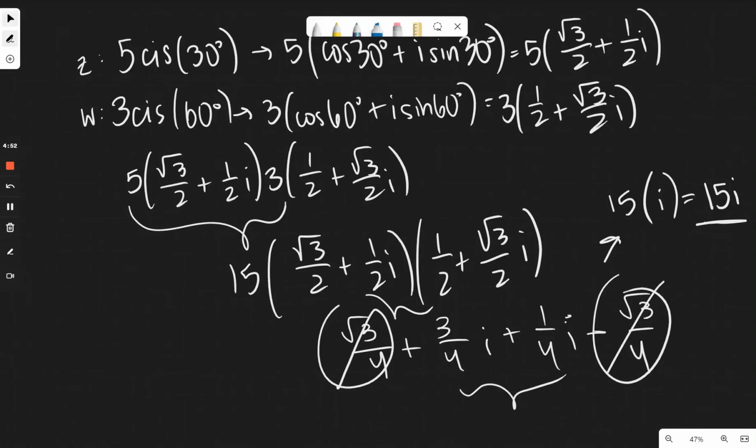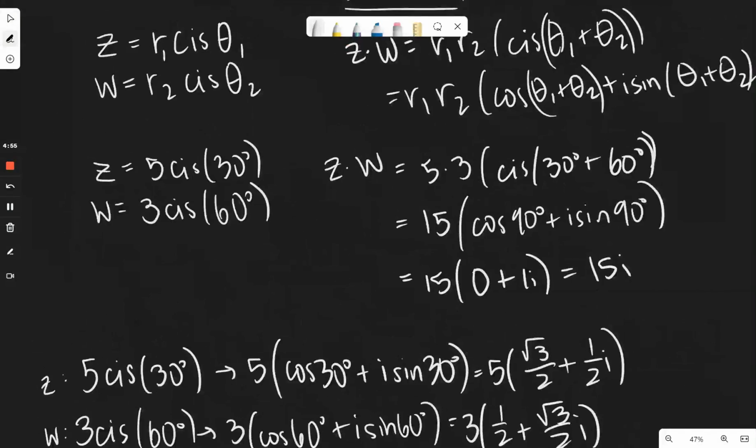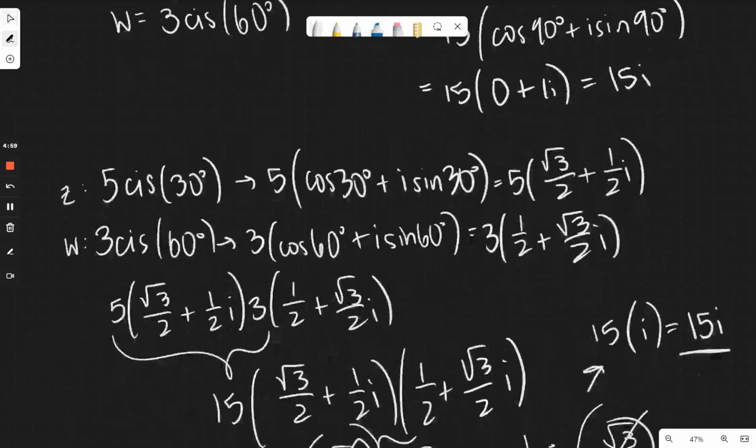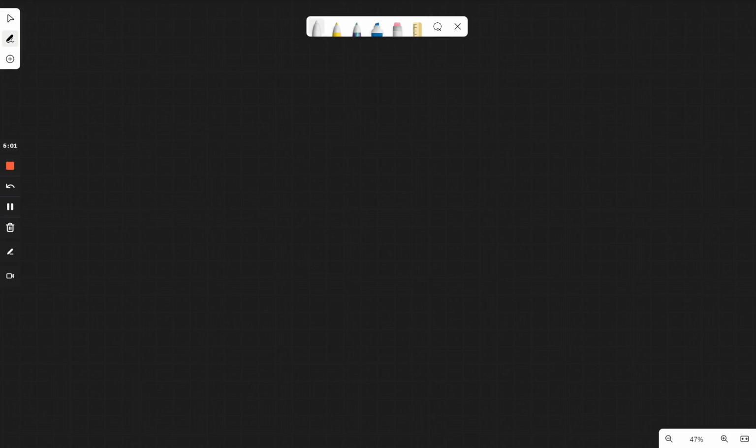So you can decide which method you like the best, but you can't argue that this method is certainly useful, and it would be useful to learn how to do it well. So next, let's talk about division. So let's divide.